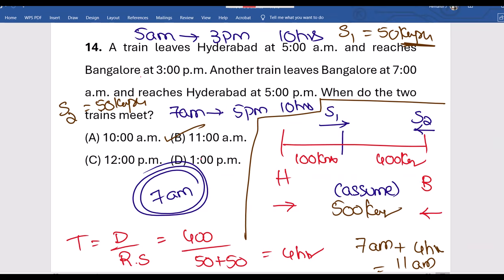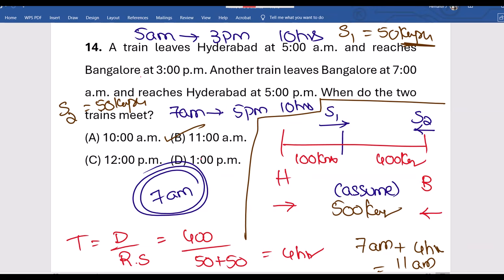So at 11 a.m. both trains are going to meet. Now I just want to ask the question. If anyone already focused on this question and you understand, let me know at what distance from Hyderabad both trains meet. I repeat my question: at what distance from Hyderabad do both trains meet each other, assuming the distance between Hyderabad and Bangalore is 500 kilometers?